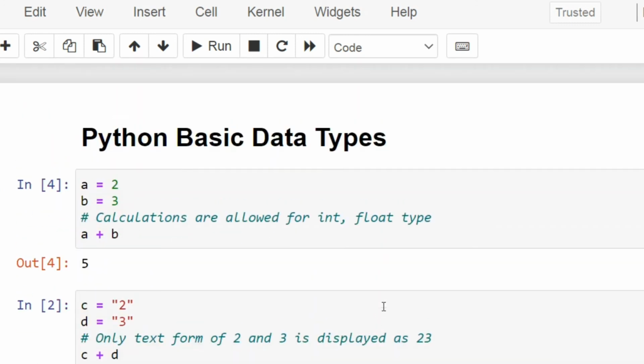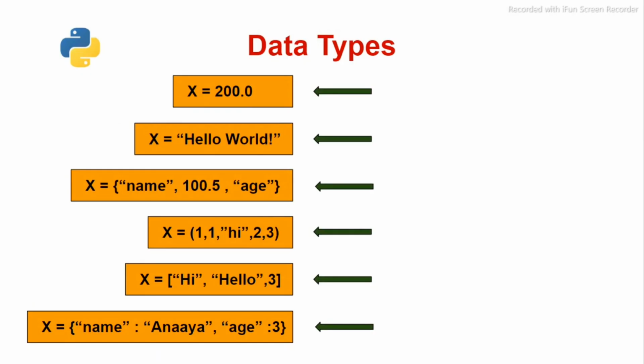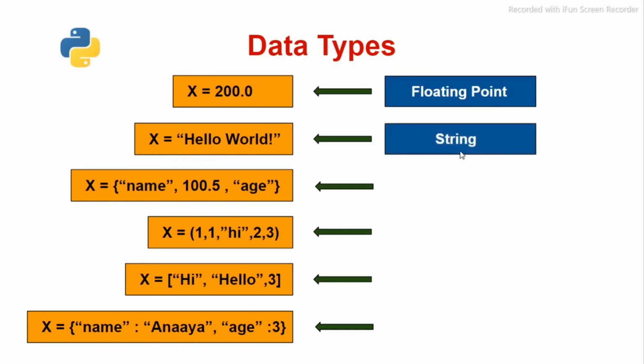Now let's quickly revise all these data types one more time so that you can become more familiar with them while coding. So here you can see some values are assigned to x. Let's check what kind of data type they have. Here the value of x is 200.0. We can clearly see this decimal point here, so it belongs to float type. It's a floating point number. Next we can see this text and symbol inside the double quotes, so this will refer to a string.